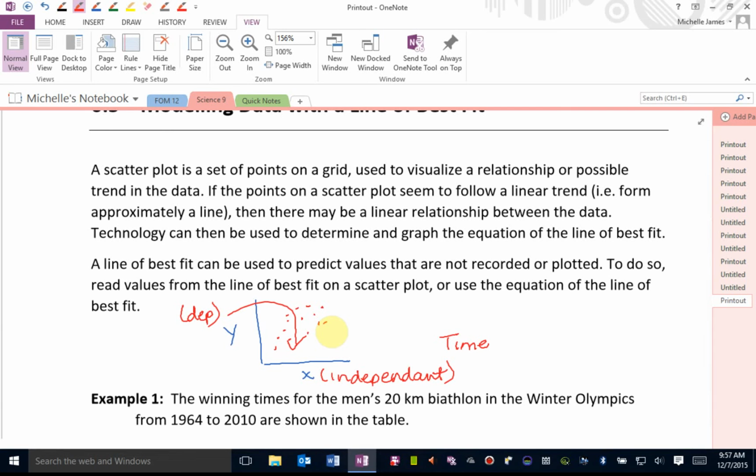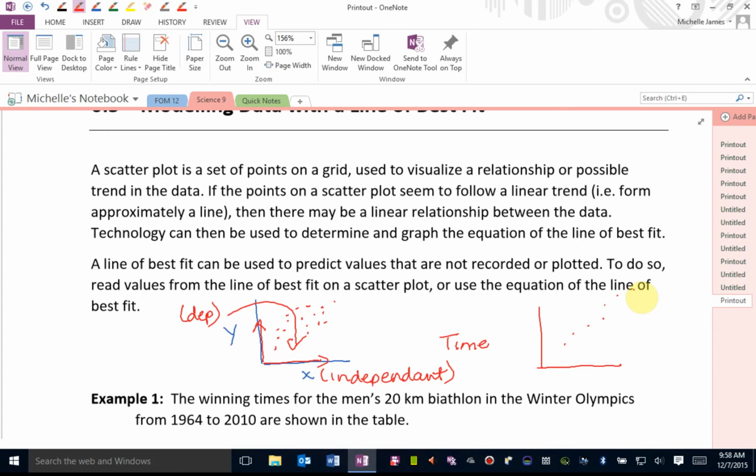So a scatter plot is a set of points on a grid used to visualize a relationship or possible trend. So if your data is all scattered, but it looks like it's going upwards, it's showing a trend that as x continues, so does y. That's the kind of trend it's showing you. Okay? If the points on the scatter plot seem to follow a linear trend, i.e. they form approximately a line, so if you've got data that sort of looks like this, it's not perfect, but it forms some type of line, there may be a linear relationship between the data, and technology can then be used to determine a graph and graph the equation of the line of best fit.